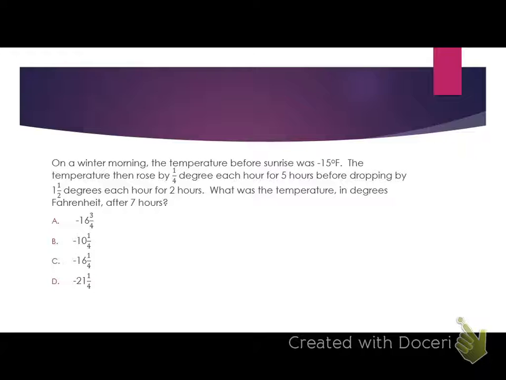Our first problem says, on a winter morning, the temperature before sunrise was negative 15 degrees Fahrenheit. The temperature then rose by 1/4 degree each hour for 5 hours before dropping 1 1/2 degrees each hour for 2 hours. What was the temperature in degrees Fahrenheit after 7 hours? So we need to list out the important information.